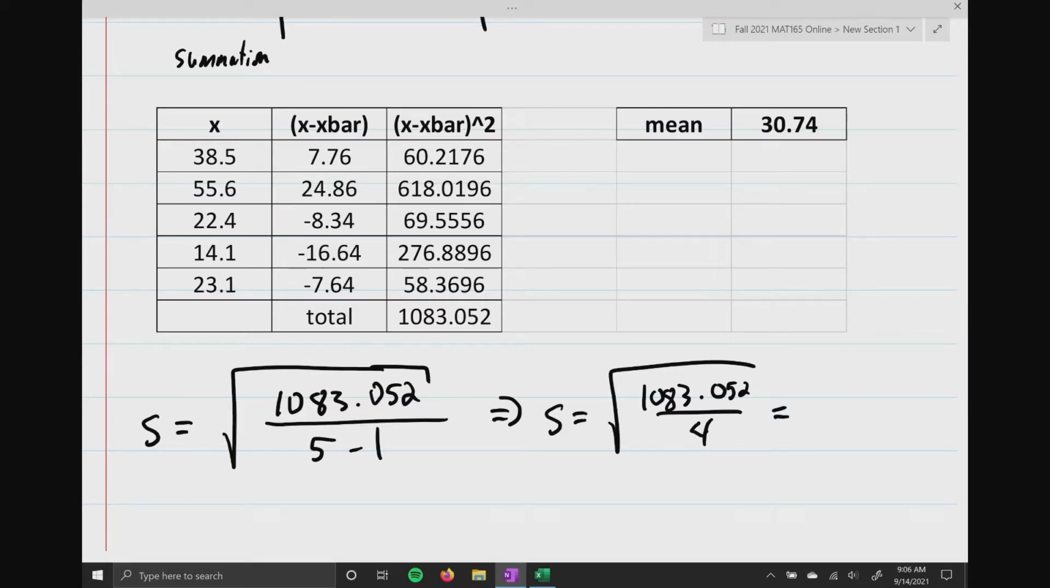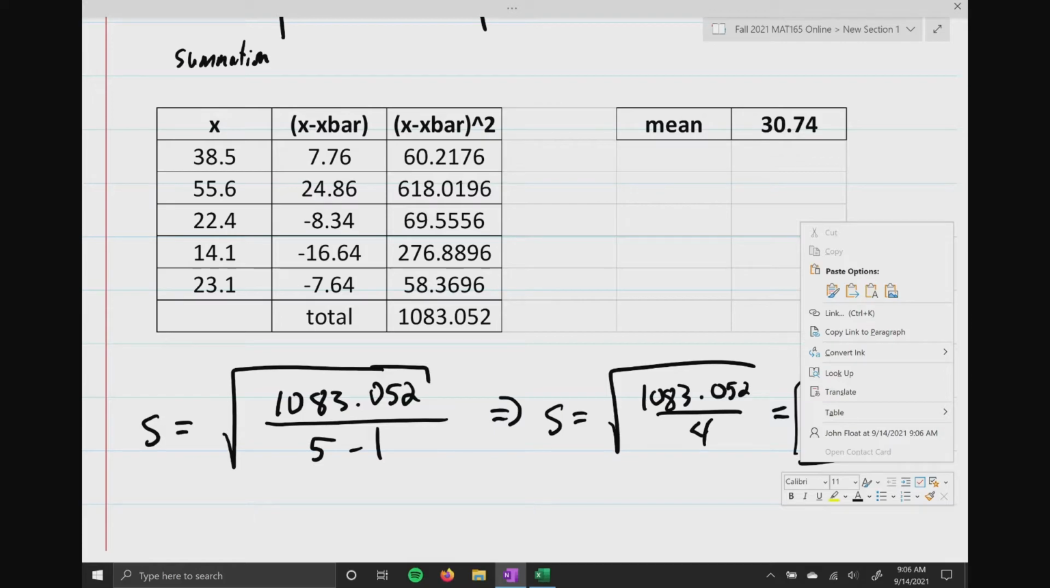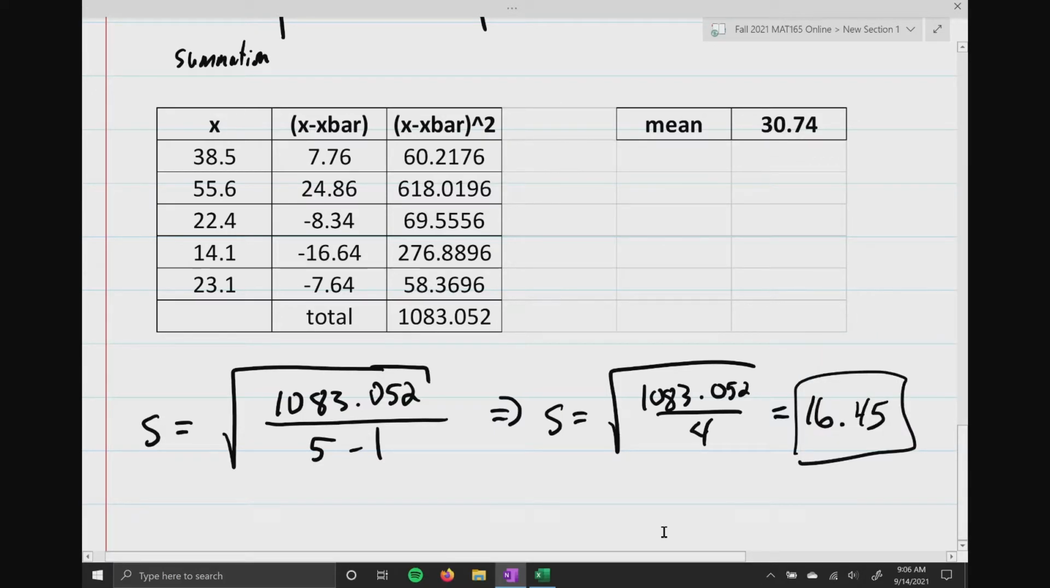So we get 1083.052 divided by 4. And we get 16.45, rounded to the nearest hundredth. So what this tells me is that, given the data that we've collected, our standard deviation, the average distance of all the data values away from the mean, is approximately 16.45.